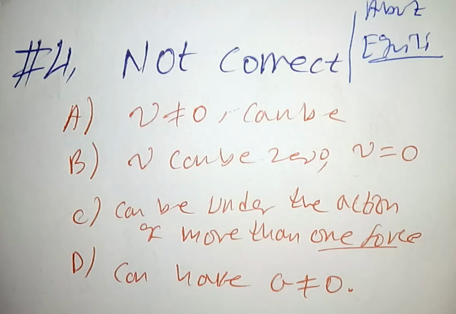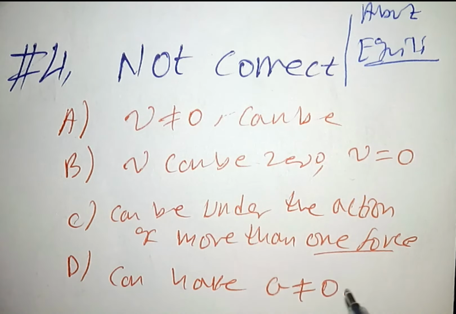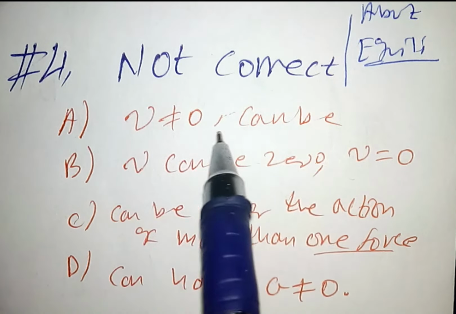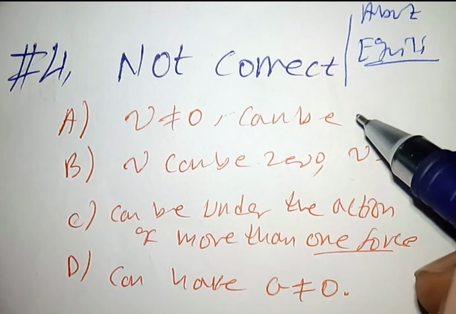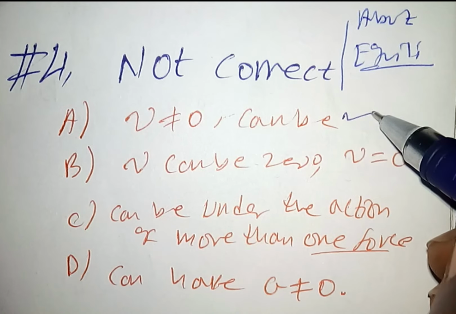Which one of the following statements is not correct about a particle that is in equilibrium? Alternative A says that it can have a velocity different from 0. Yes, this is true, because a body in equilibrium can have a velocity, but that velocity must be uniform, that means constant velocity. The object must not be accelerating. That is a dynamic equilibrium.